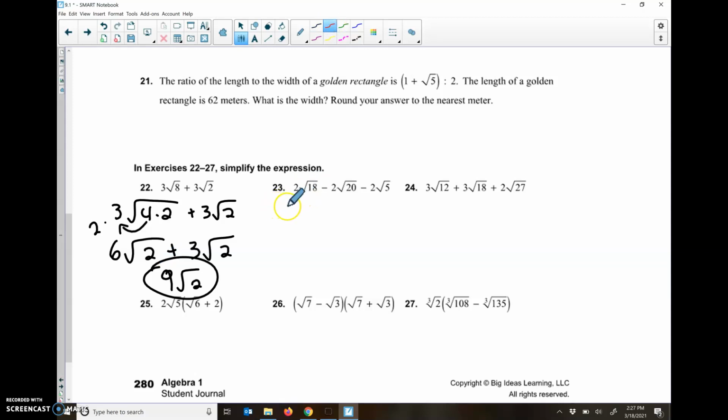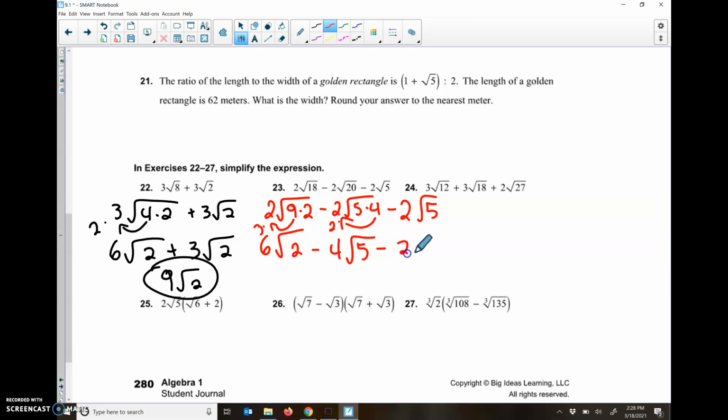Okay, here I have 2 root 18. So I'm going to break that 2 root 18 into 2 root 9 times 2. And then I have 2 root 20, and I'm going to break 20 into 5 and 4. And then I can't break down square root of 5 anymore because nothing goes into 5. So I know the square root of 9 is 3, so I'm going to bring a 3 on the outside. So now I'm left with 6 root 2. I know the square root of 4 is 2, so I'm going to have a 2 on the outside. So 2 times 2 is 4 root 5. And like I said, we couldn't change that one, so I left it as a root 5.